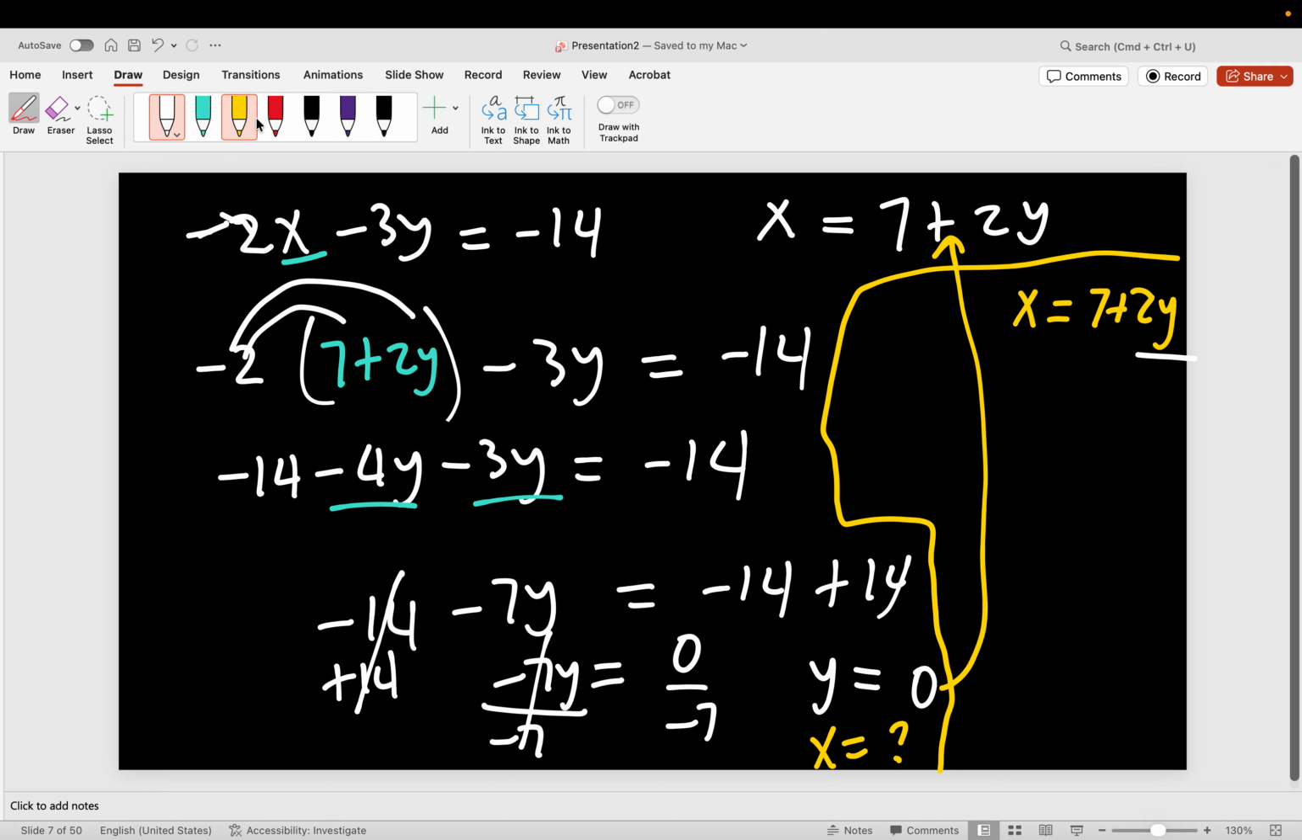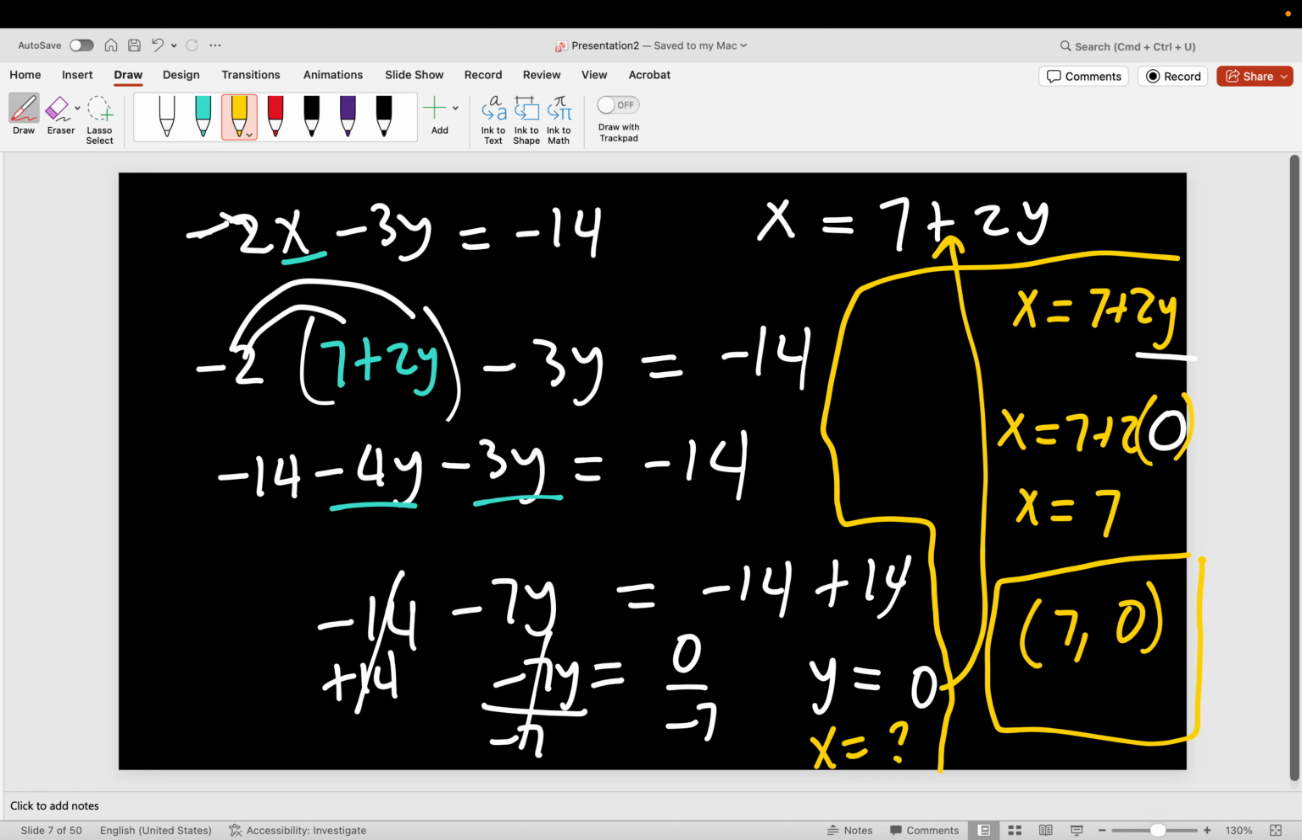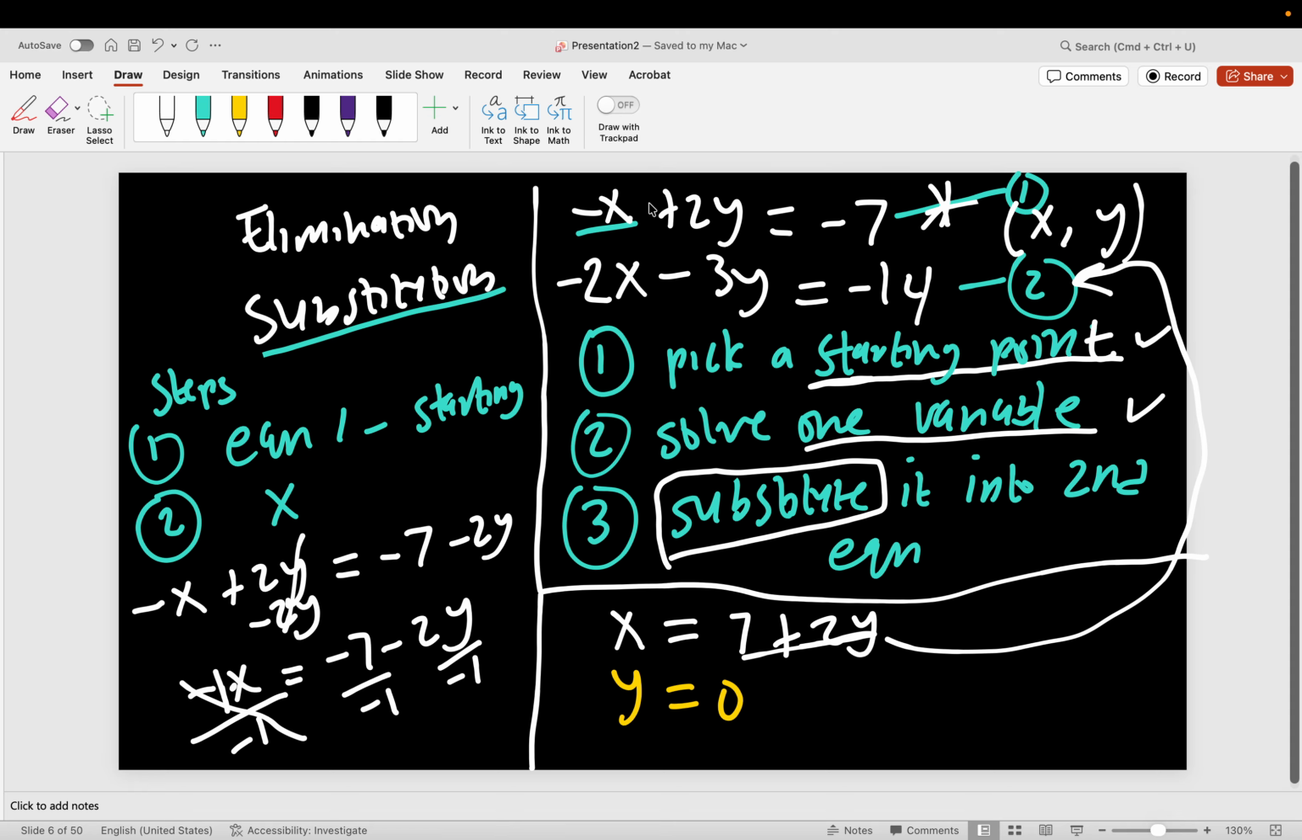So I'm going to rewrite everything else but y, because y is going to be something else, right? Now the question is, what is y going to be? We said that y is equal to 0, so this is going to be 0, right? Sweet. So 2 times 0 is 0, so x is just equal to 7. Now we have both solutions. We have x and we have y, and this would be the solution. So if I plotted these two lines, the point where they would intersect would be at (7, 0).